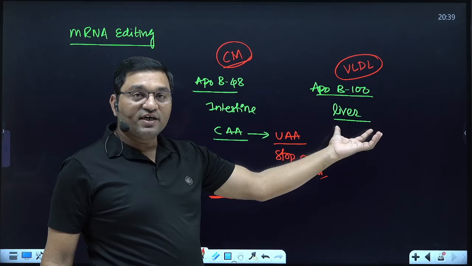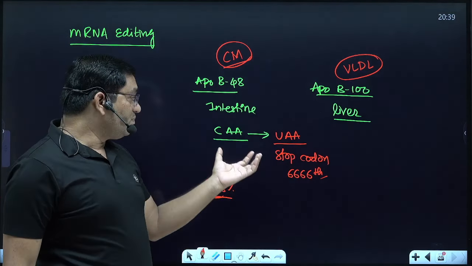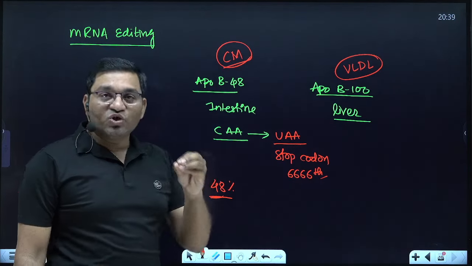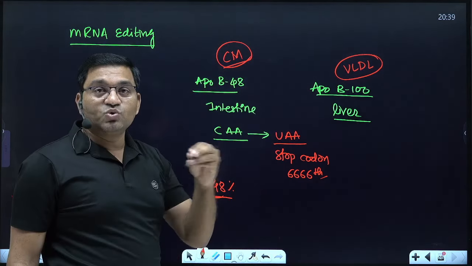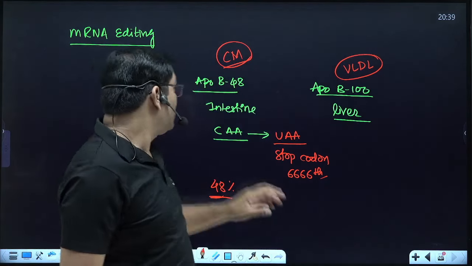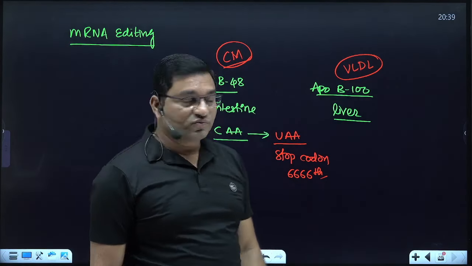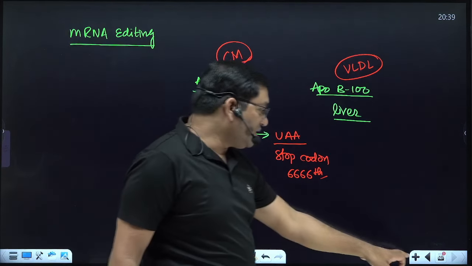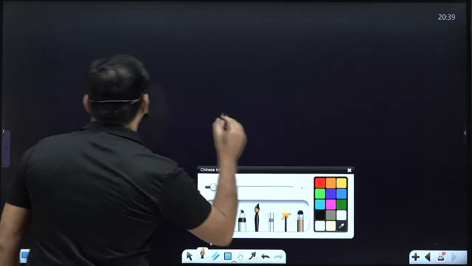So here complete 100% is synthesized, while here 48% is synthesized because the CAA is converted into UAA and premature truncation of protein synthesis occurs. So from the same mRNA, two different proteins are produced by mRNA editing in the intestine and in the liver. Okay, this is an example of mRNA editing. Now, mRNA stability.